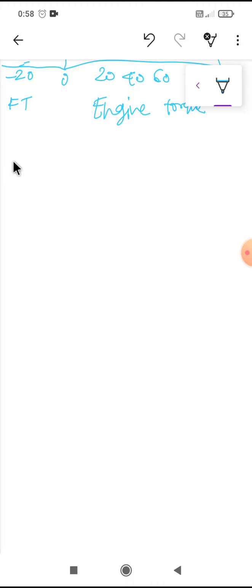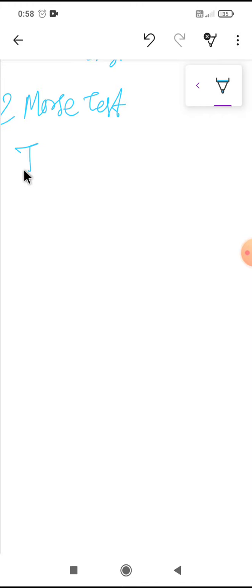The next method is the Morse test. The indicated power of a multi-cylinder engine can be found out with this method.